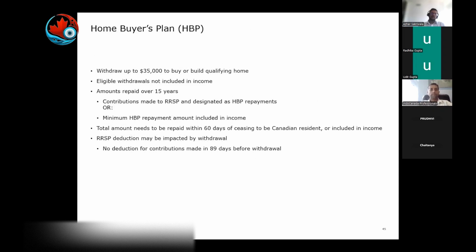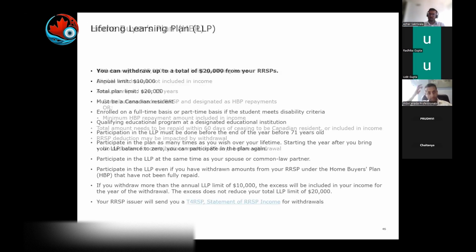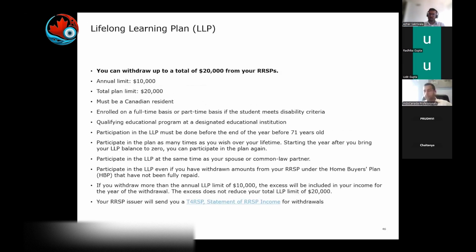So withdrawals, as I said, under the Home Buyers' Plan are allowed tax free up to $35,000, subject to certain prescribed conditions. That is, that amount has to be paid back over a period of 15 years by way of contributions back to the RRSP. Similarly, you can withdraw up to $20,000, subject to a $10,000 annual limit, for any education under the Lifelong Learning Plan, and you would not be subject to tax on the withdrawal.